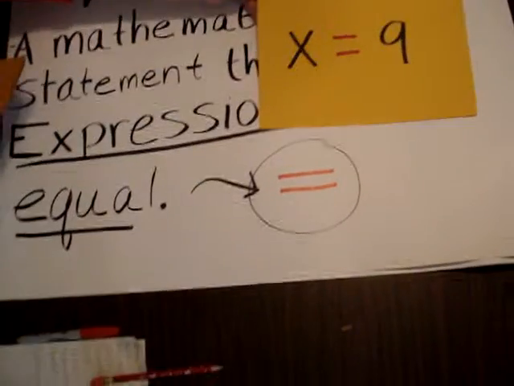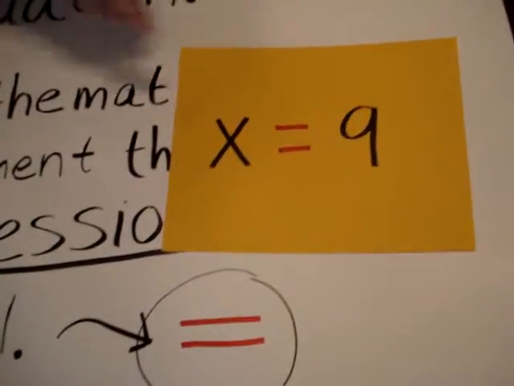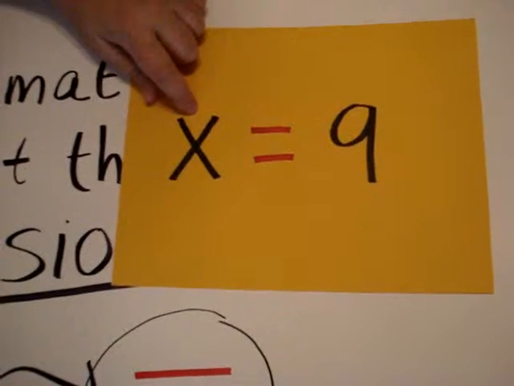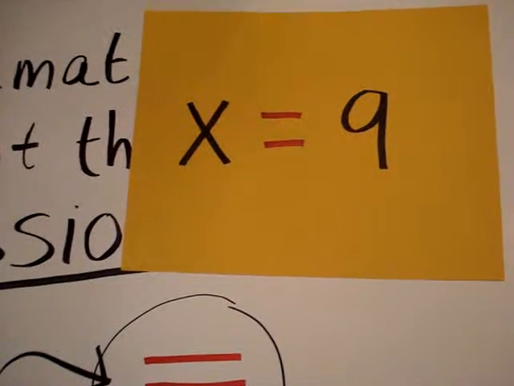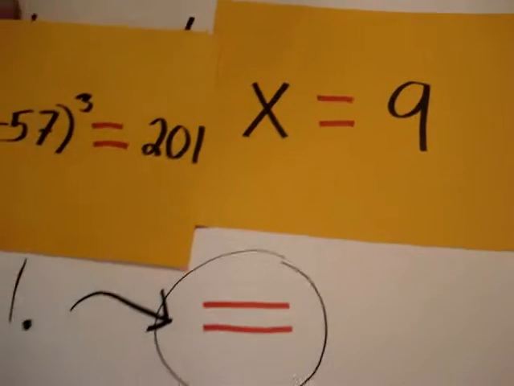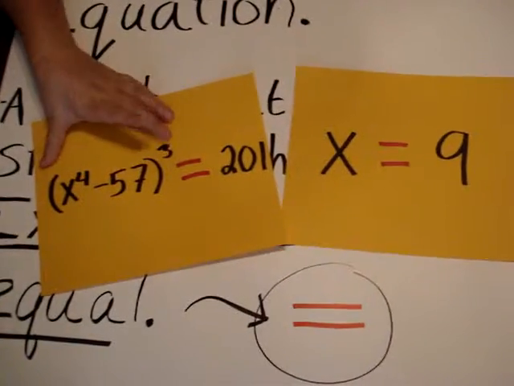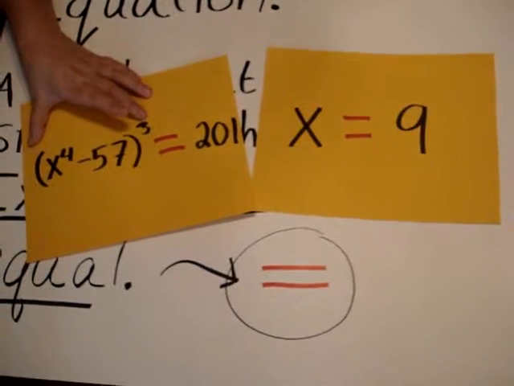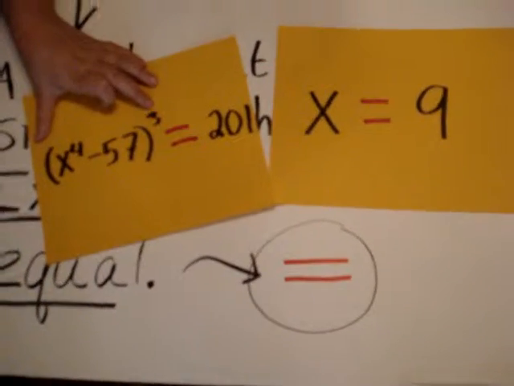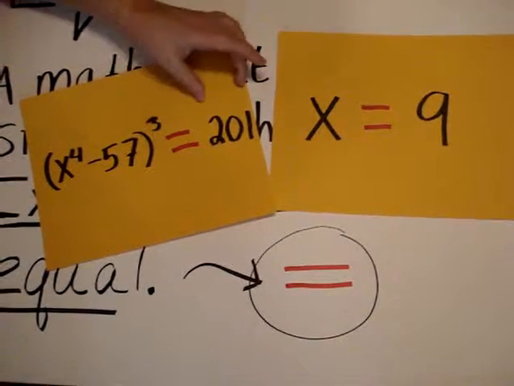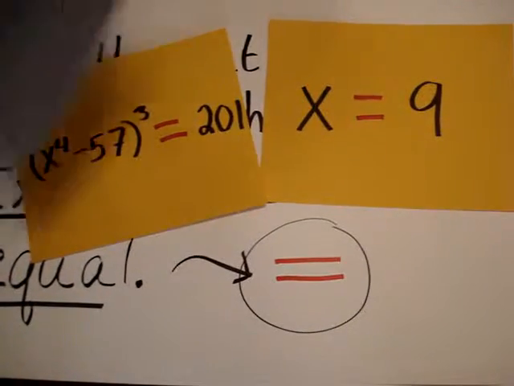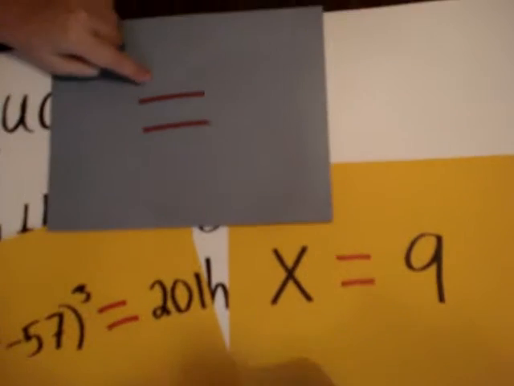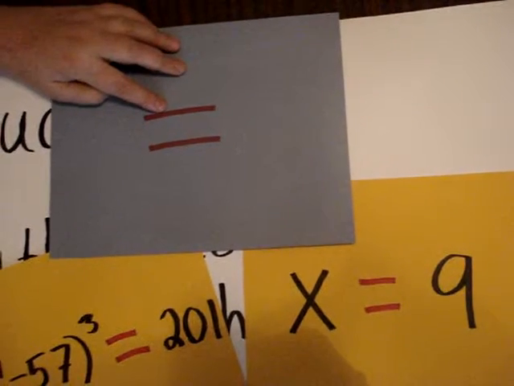This is a simple equation. You see here, one expression, it's just a single term, a single variable, set equal to another expression. Again, just a single term. This is a more complicated equation. Here the expression is much more complex: x to the fourth minus 57, all to the power of 3. It's set equal to this expression, which is just a single number, 201. But the key is right here. Anytime you see this, you have an equation. So let's go ahead and look at some specific examples of equations.